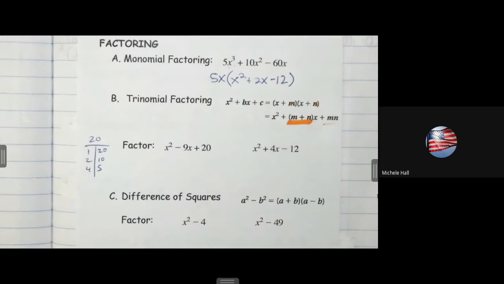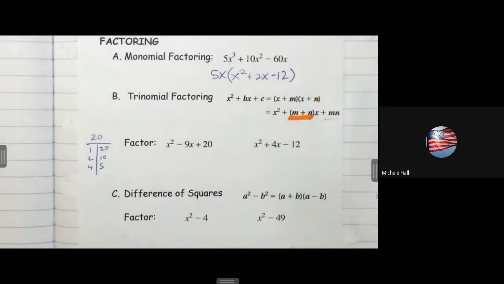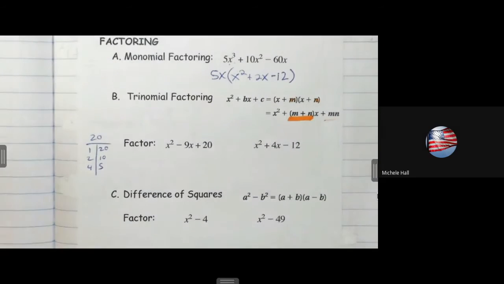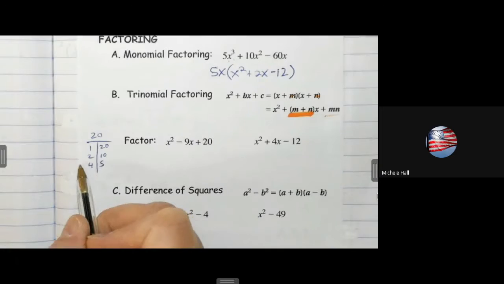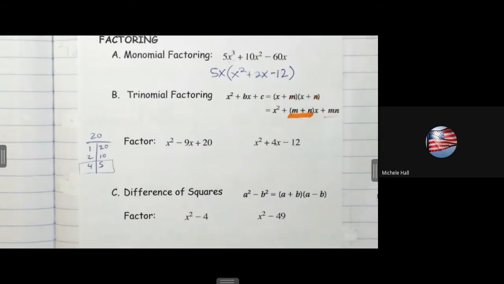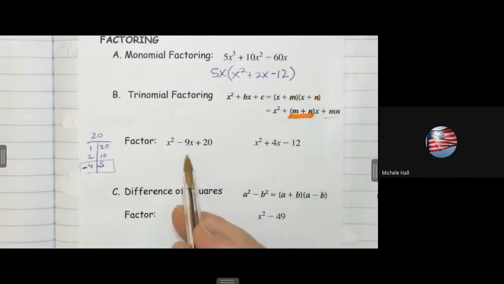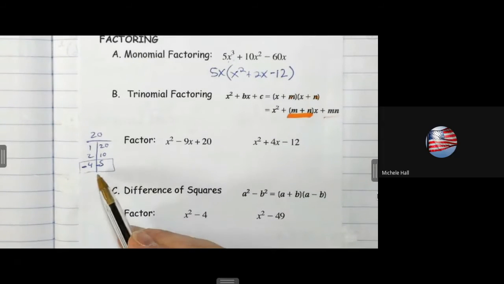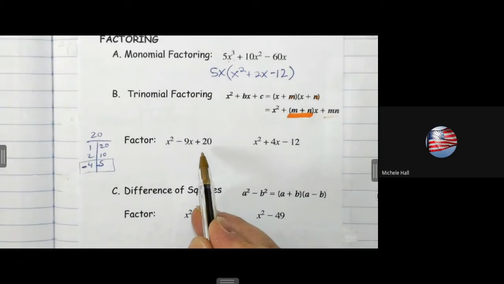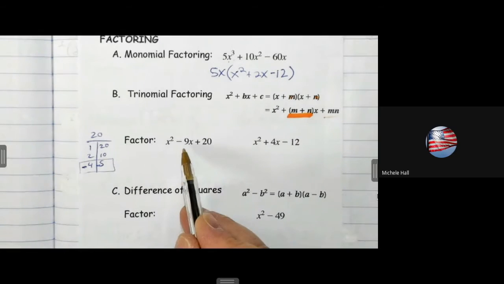So I need factors of 20 that multiply together. Well, there they all are. All of those factors will multiply to a 20. I need factors now that are going to add to 9. Add and subtract. 4 and 5. Now I just need to worry about my signs. What do the signs have to be to get a negative 9? They both need to be negative. Negative 4 plus negative 5 is negative 9, and negative 4 times negative 5 equals positive 20. So you're looking for factors that multiply together for C, but add and subtract for B.